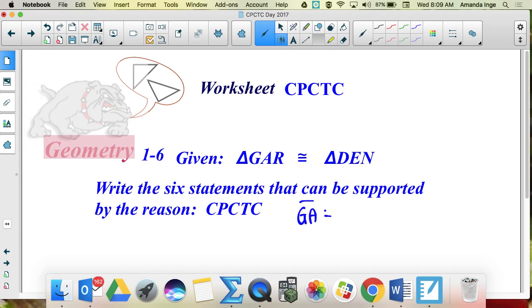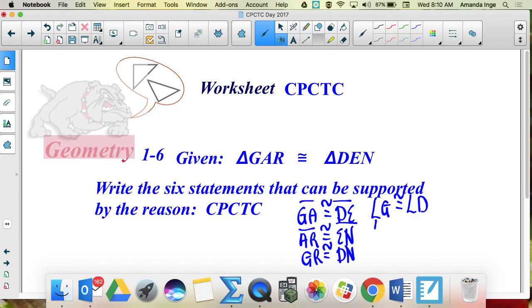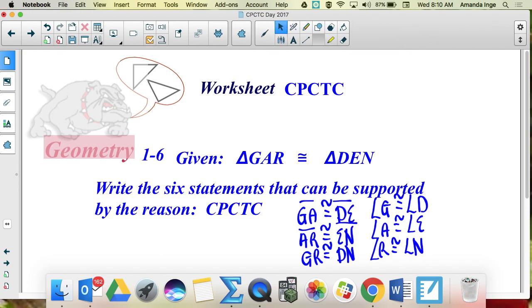GA is congruent to DE, and AR is congruent to EN, and GR is congruent to DN. Angle G is congruent to angle D. Angle A is congruent to angle E. And angle R is congruent to angle N. So those would be the 6 statements that could be supported by corresponding parts of congruent triangles congruent.